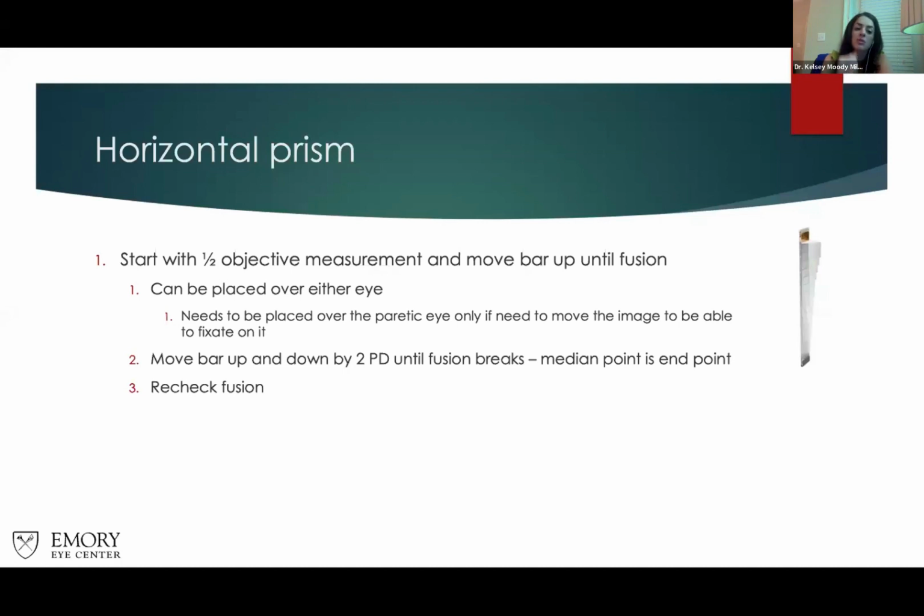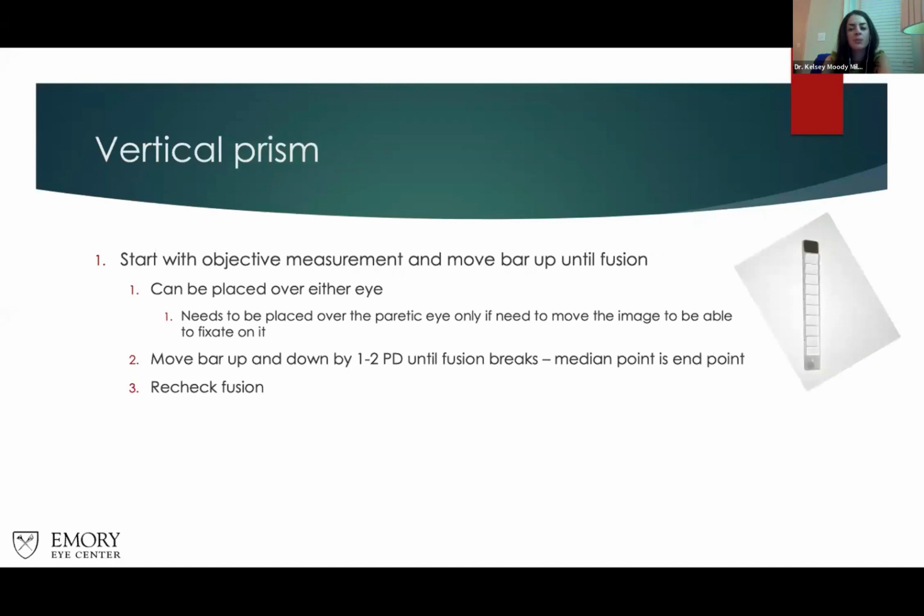You then want to move the bar up and down by about 2 prism diopters once you get fusion to see when it breaks, or even when it starts to become blurry to the patient. Sometimes they get blur before it breaks into diplopia. And then that median point is typically my end point. And then I want to recheck their fusion to see now, do they see 4 dots on the Worth 4-dot test?